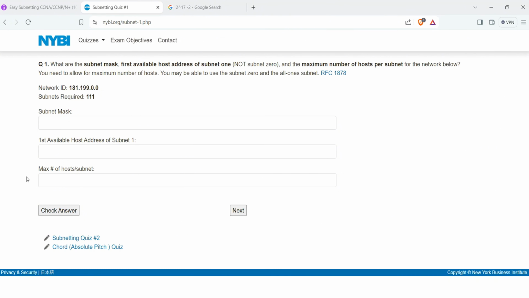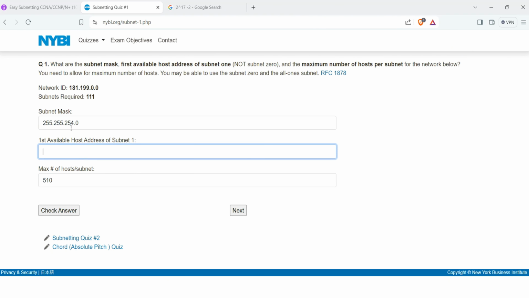Next. Okay, 111 networks, and it's a class B. 255.255. Okay, 2 to the 6 is 64. 2 to the 7 is 128. Now, 2 to the power 7 is 128, so I need to borrow 7 bits. 254.0. Now, maximum number. I borrowed 7 bits from the third. 1 plus 8 is 9, which is 512 minus 2 is 510.